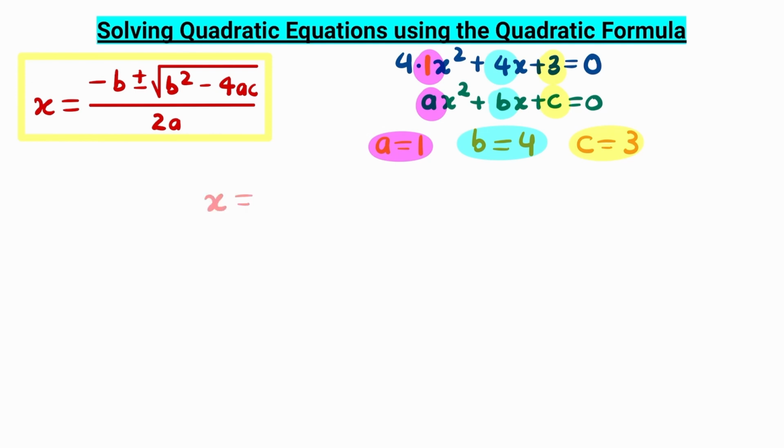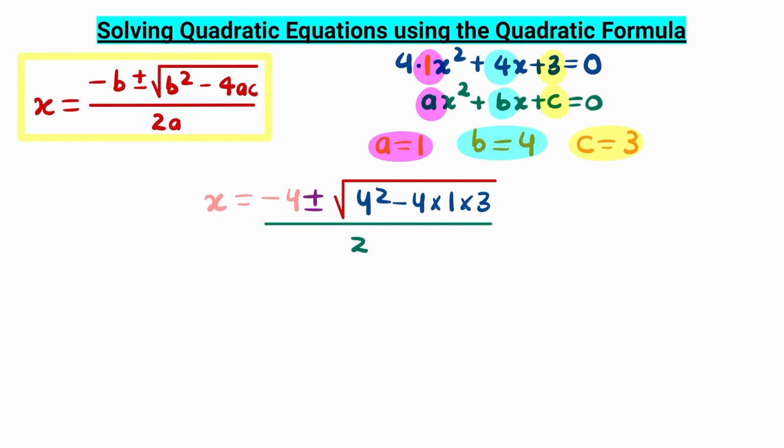x equals negative b, which means the b value multiplied by minus 1. So 4 multiplied by minus 1 is minus 4, plus or minus the square root of b squared, which is 4 squared, minus 4 times the a value, which is 1, multiplied by the c value, which is 3, over 2 times the a value, which is 1. Now we can simplify this equation further.